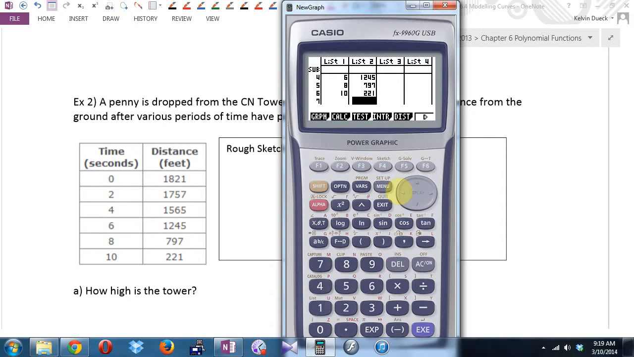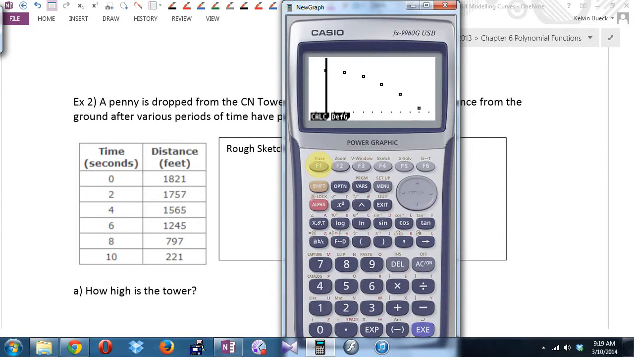Everybody got it in? All right, let's graph. Graph 1. Hey, that looks an awful lot like an upside down parabola. It might be linear, but I think it's curved. So let's go calculate, and let's assume that it's an x squared graph. Ha! What's my r squared value here?